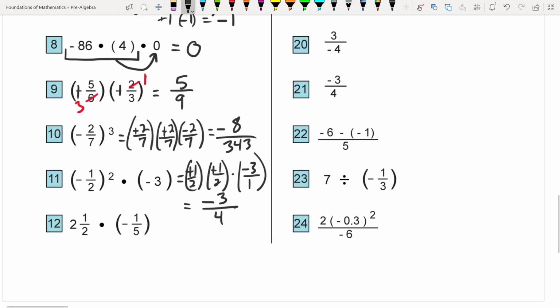All right, last problem for this. I'm going to rewrite 2 and 1/2 as an improper fraction. 2 times 2 is 4, plus 1 is 5. And we have negative 1/5 here. We can cross cancel the 5s. And we have a positive times a negative is negative. 1 times 1 is 1 on top. 2 times 1 is 2 on bottom. So negative 1/2.